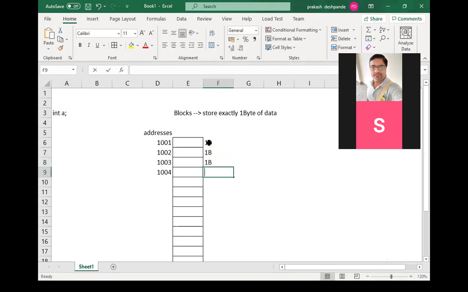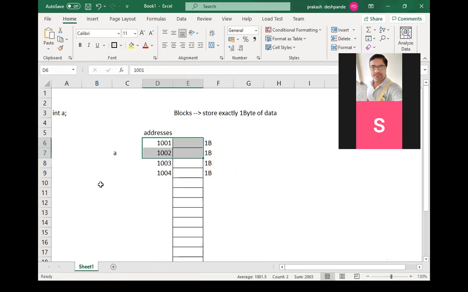Then what will the compiler do? It will allocate 2 consecutive memory blocks, these 2, for the variable a. That means this variable a belongs to these 2 memory blocks. Together, these are a. Understood?